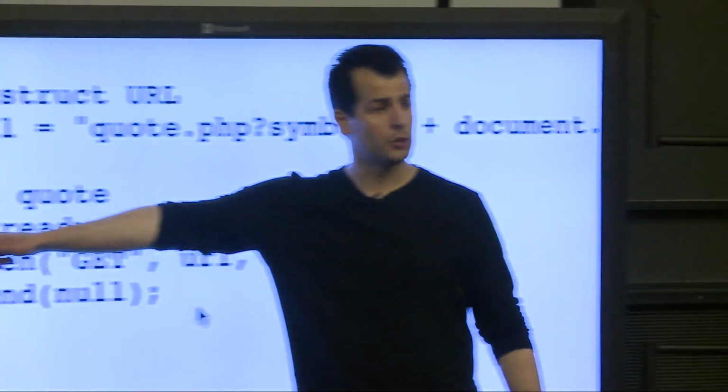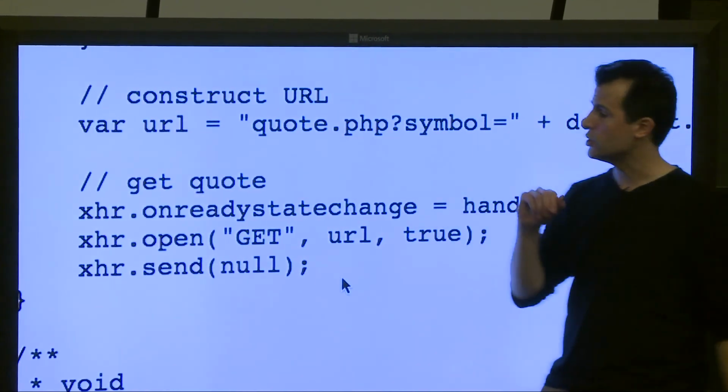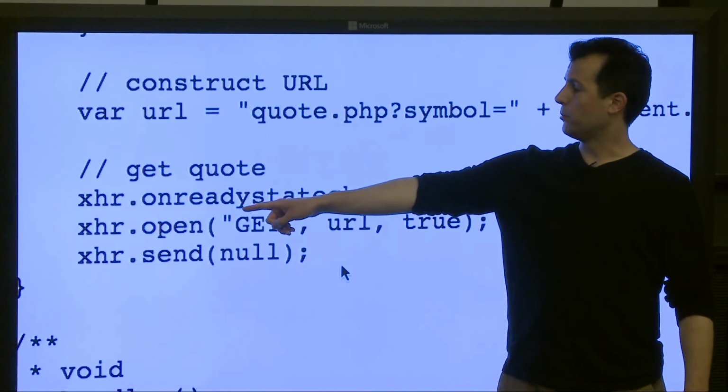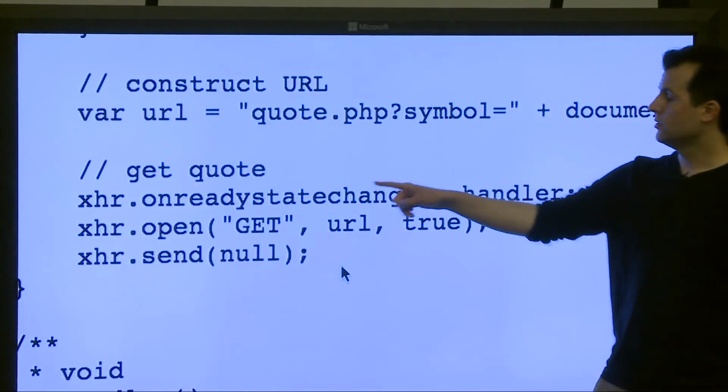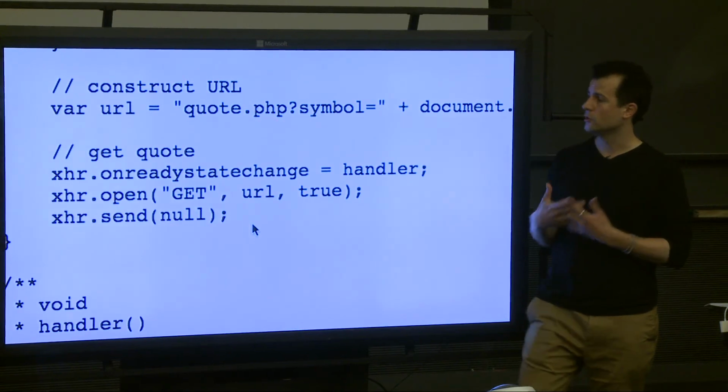My XHR object, which again is my sort of gateway to the server for this feature called Ajax. Horrible property name, onreadystatechange. What am I going to call? Call my handler function. So in a moment, we'll see a function called handler. And this is just my way of saying, hey, special object, when you change state, when you turn on, when you turn off, call this function so I can check what's going on, is what that boils down to.